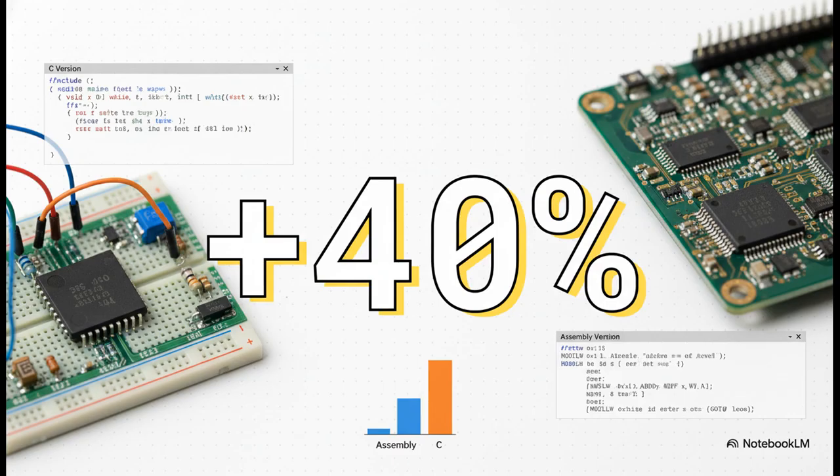When a sample program was created in both languages to do the exact same job, the C version ended up being 40% larger than the hand-coded assembly version. What does that mean for you? It means it takes up more precious memory on the chip and can sometimes run a little bit slower.